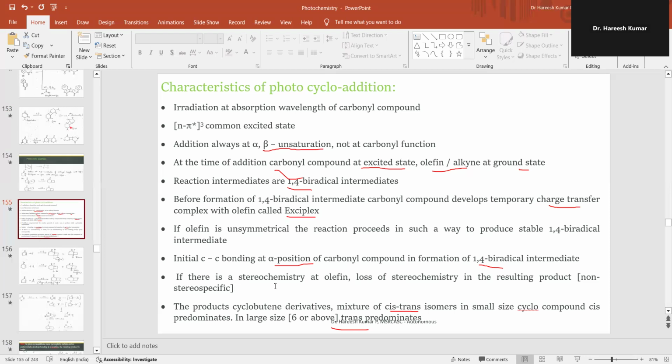If there is a stereochemistry at an olefin, there is loss of stereochemistry in the resulting product; it is non-stereospecific. The products are cyclobutane derivatives, a mixture of cis and trans isomers. Cis predominates in small-size ring formation, and trans predominates in cyclic compounds larger than six-membered.